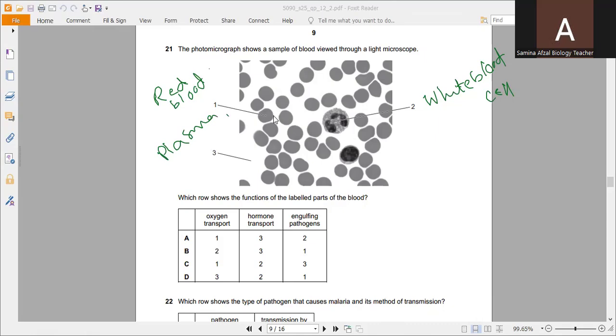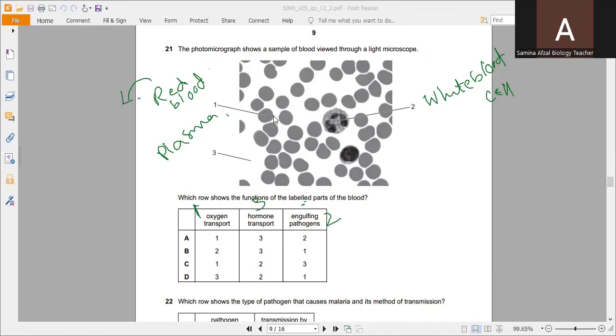So which row shows the functions of the labeled parts of the blood? The function of the red blood cell is to transport oxygen, so oxygen transportation will be 1. Number 2 is the white blood cell, which is used to engulf pathogens. They protect us from different diseases, so engulfing pathogens will be 2. Oxygen 1, and then hormone transport: plasma helps in the transportation of hormones and other substances which are present in the blood, so it will be 3.